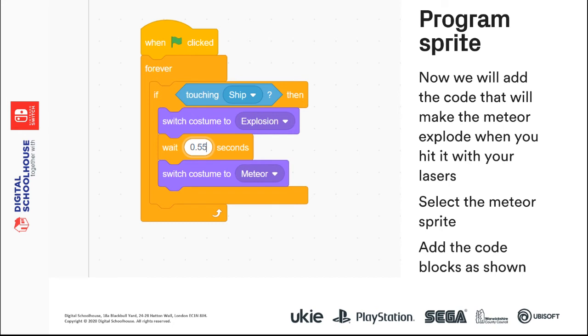So we've got the when the green flag is pressed. We've got another forever. Why do you think we need to use forever so much? It's because we want it to keep repeating throughout the game. Very good, well done. So we're going to pop that in there. We've got an if again, and this time we're testing to see if we're touching the ship. And we've got another switch to costume, and then we've got a wait again. Different number of seconds this time, just over half a second. And a final switch to costume, which is going to switch it back to the meteor. Okie dokie. So that's the next set of blocks.